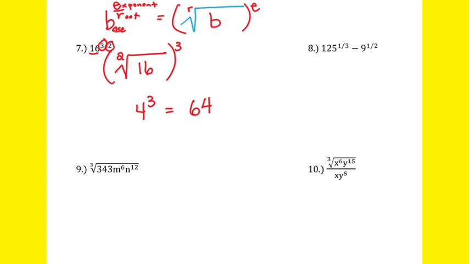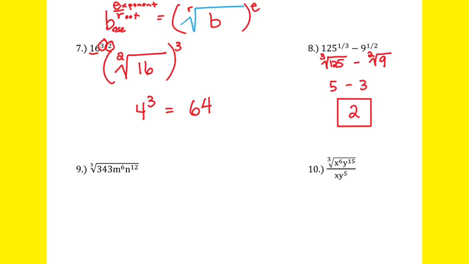On number 8, we see that when we look at our BER here, it'll be to the first exponent, which means it doesn't change. So we need the 3rd root of 125, and we're going to subtract from that the 2nd root of 9. So the 3rd root of 125 is 5, and the square root of 9 is 3. So 5 minus 3 is 2.